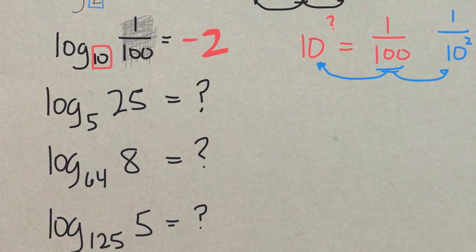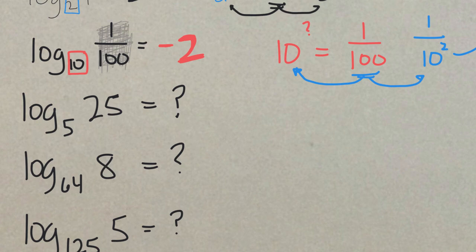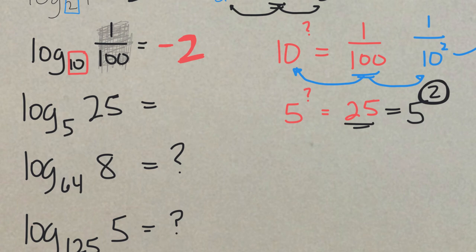Okay, so let's rewrite these as our exponents. So we have 5 to the what power equals 25. And that is, of course, 2, because we can change 25 to be 5 squared, and your exponent is going to be 2. So for this one, the answer is just 2.